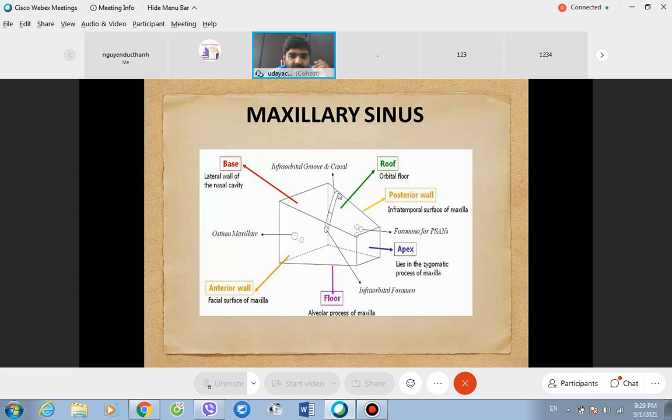One important structure which traverses along the roof of the maxillary sinus is the infraorbital nerve and infraorbital bundle of vessels, which is traversing in the infraorbital groove, and it opens onto the anterior wall of the maxilla and gives the innervation, like what we have seen in the earlier external innervation picture. Okay, we will proceed to the next slide.